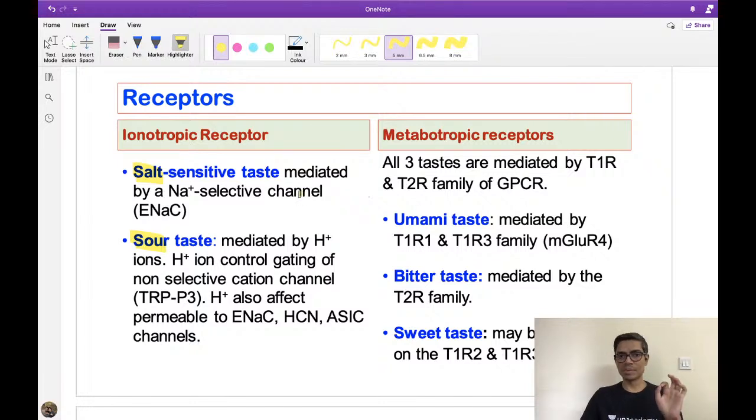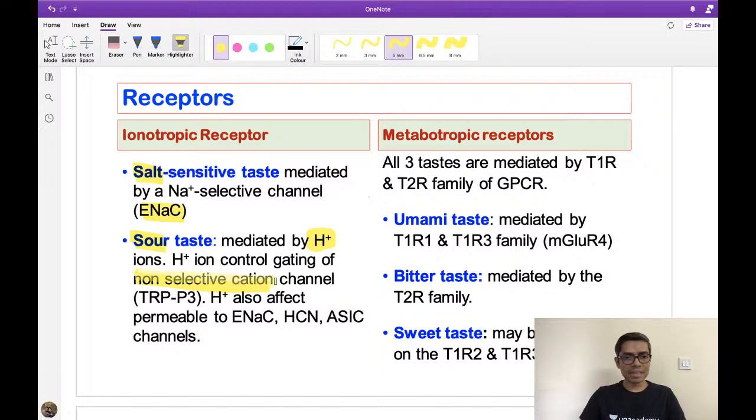well as any kind of exam. This is the only slide that you have to remember. So salt sensitive taste is mediated by sodium selective channel, and this channel is nothing but the epithelial sodium channel or ENaC channel. But sour taste is mediated by H plus ion, but this H plus ion is controlling the gate of a non-selective cation channel.